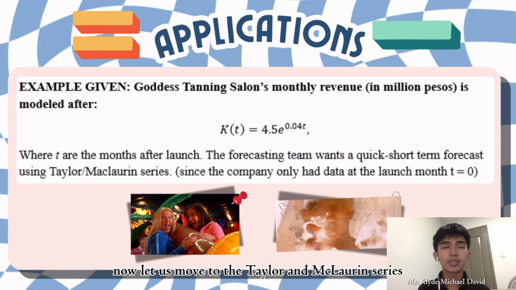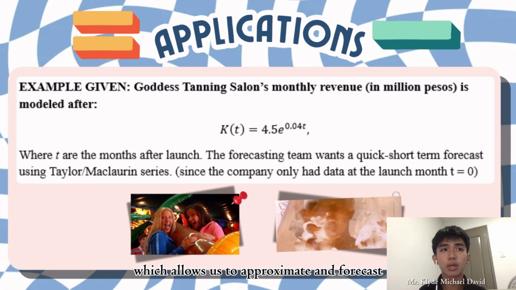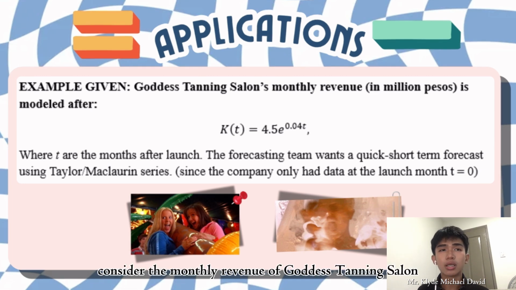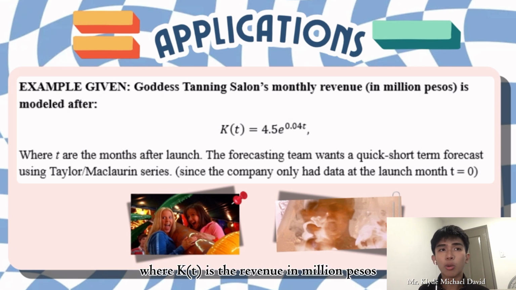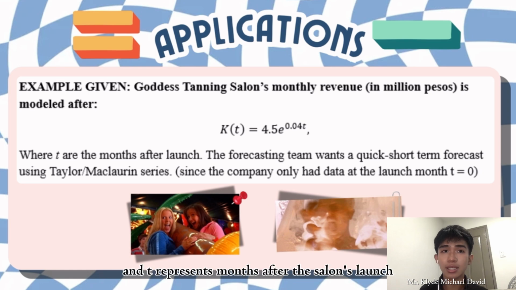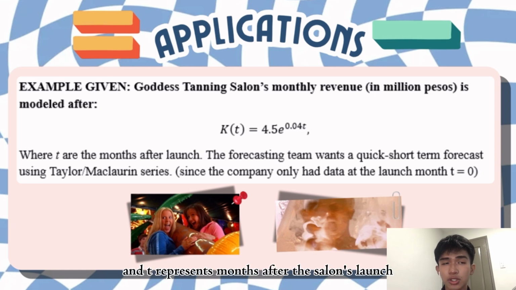Now let us move to the Taylor and Maclaurin series, which allow us to approximate and forecast financial data when only partial or initial information is available. For example, consider the monthly revenue of Gada Tanning Salon modeled as 4.5 e raised to 0.04t, where R(t) is the revenue in million pesos and t represents months after the salon's launch.